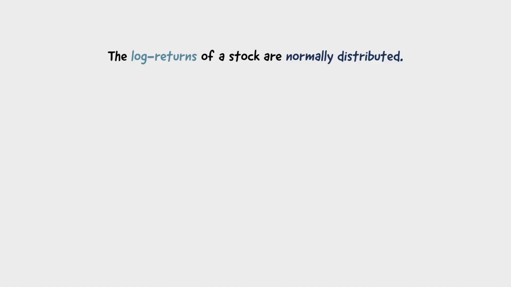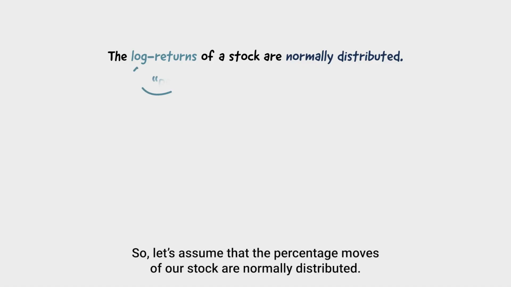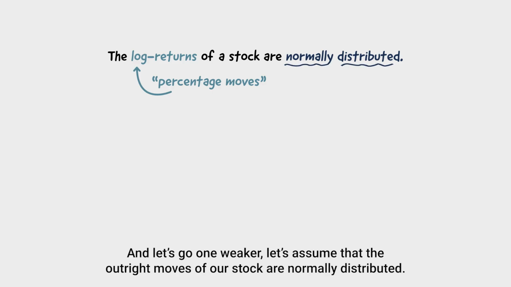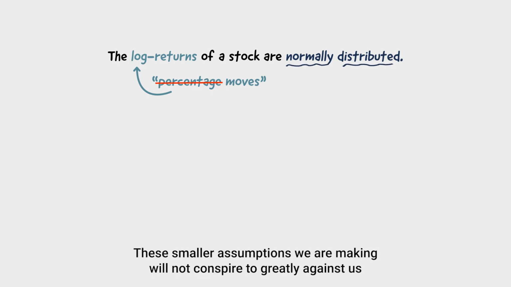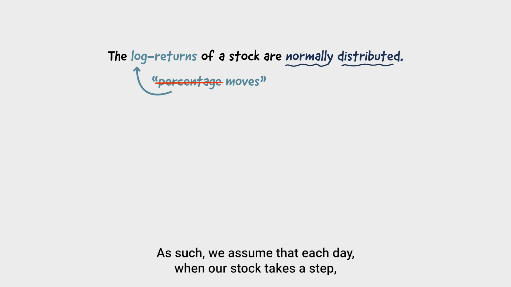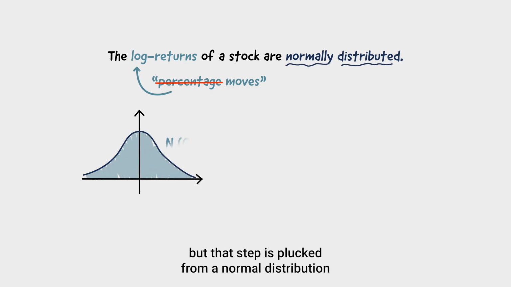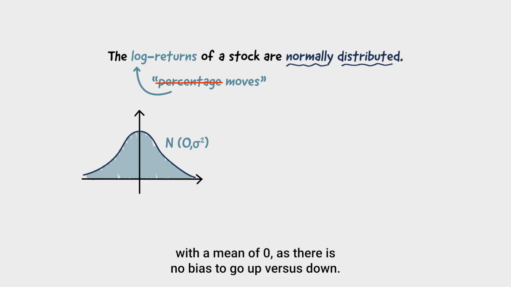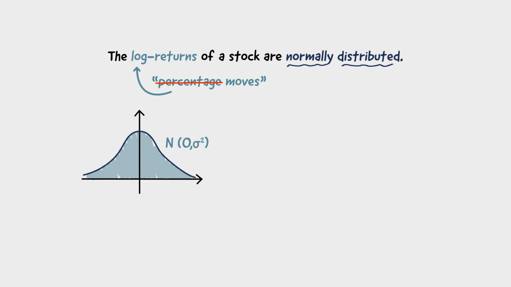So, let's assume that the percentage moves of our stock are normally distributed. And let's go one weaker. Let's assume that the outright moves of our stock are normally distributed. These small assumptions we are making will not conspire too greatly against us over a 10-day time frame. As such, we assume that each day when our stock takes a step, that step is plucked from a normal distribution with a mean of 0, as there is no bias to go up versus down.